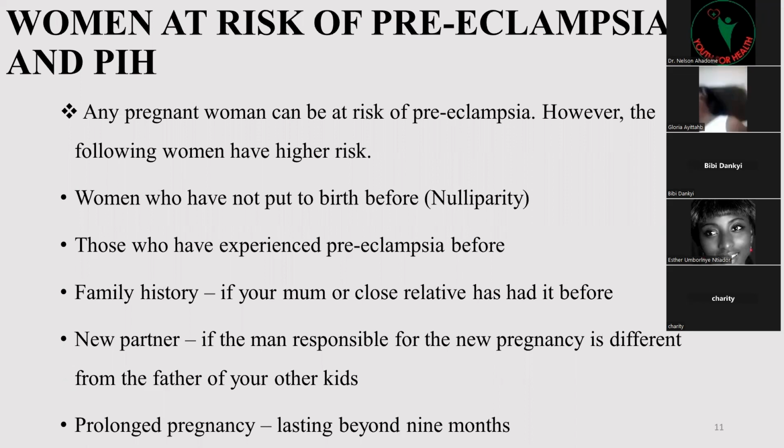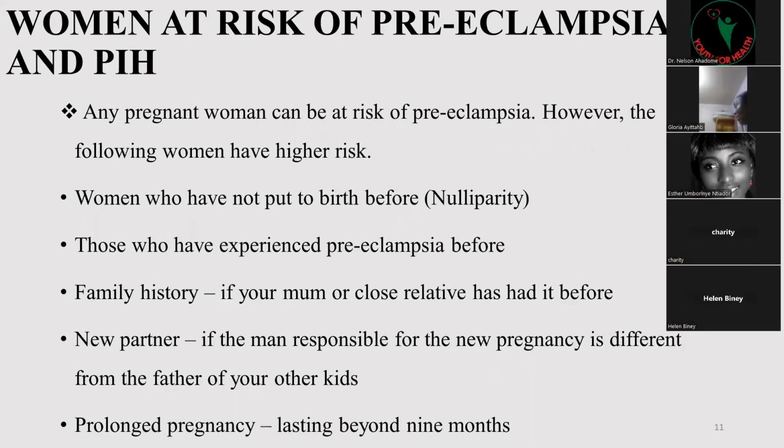Okay, those who have experienced preeclampsia before are likely to experience it again. Then women who have a family history, maybe your mom or your close relative have developed preeclampsia before, or high blood pressure before, you are likely to develop high blood pressure. So it's good to take precaution. Now, sometimes it can also be due to stress or some other thing. If you have a new partner, scientifically, we realize that women with new partners, different from the father of other children, are at risk. Prolonged pregnancy, when your pregnancy lasts beyond 9 months, is likely to develop into preeclampsia.